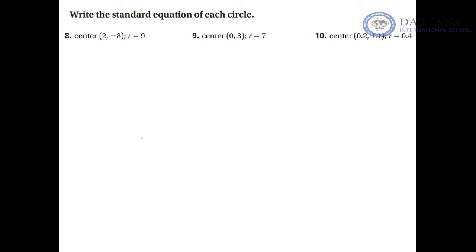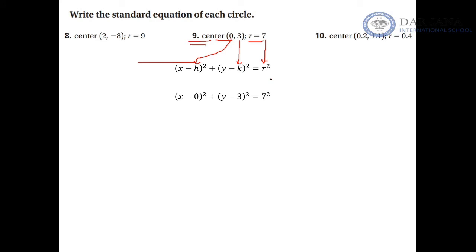Now, write the standard equation of each circle. In this part, we are going to solve number 9. Center is (0, 3), the radius is equal to 7. Just like every time, if he wants the standard equation, I have the center ready, I have the radius ready, so I go directly to the equation. The value of h is 0, so I'm going to replace it with 0. The value of k is 3, so I'm going to replace it with 3. And the radius is 7, so I'm going to replace r with 7. I will get (x minus 0) squared plus (y minus 3) squared equals 7 squared.